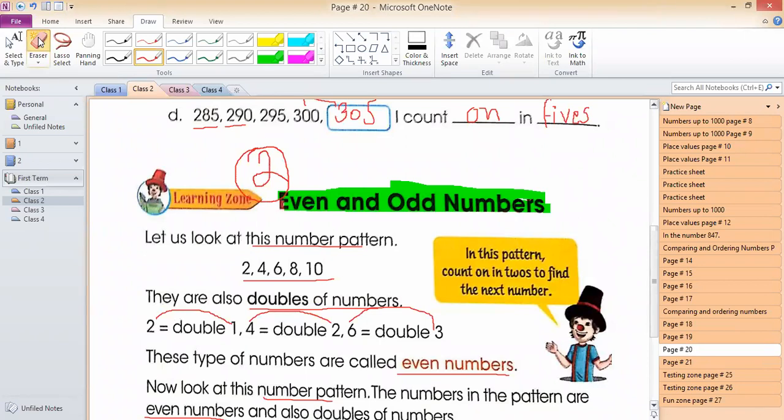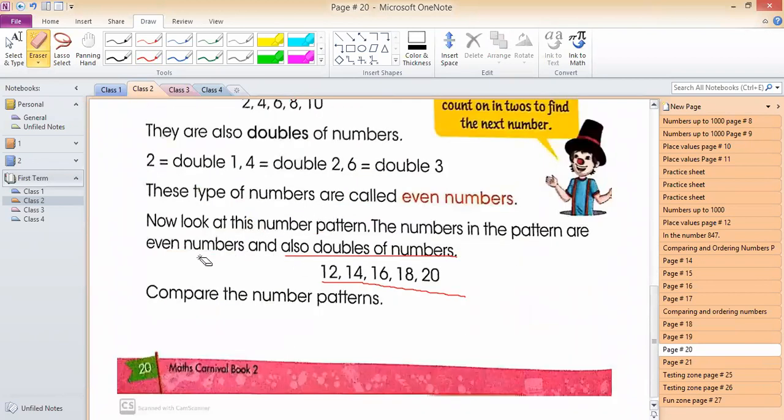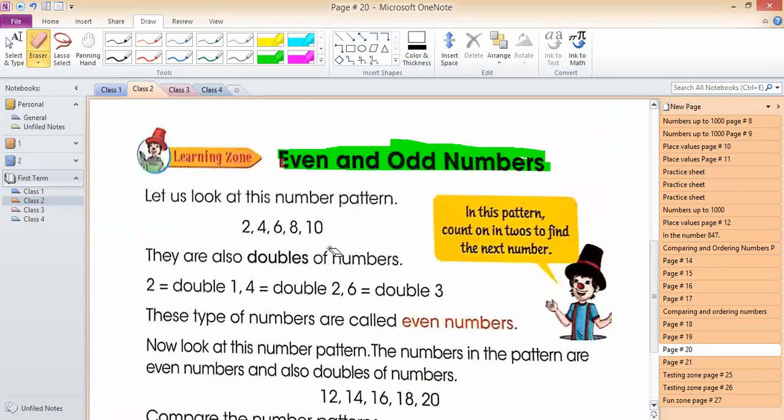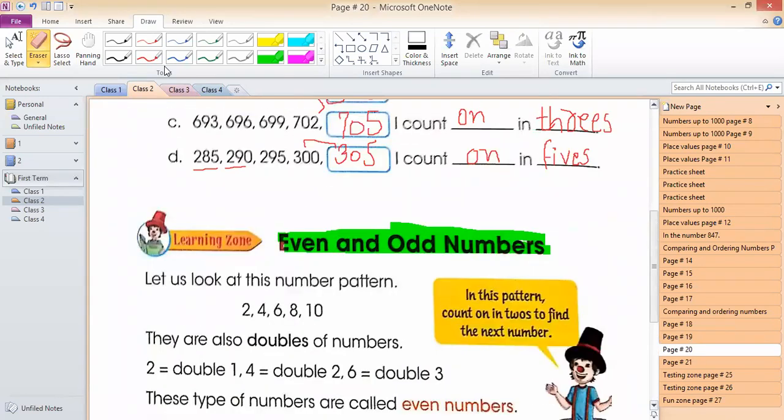Okay. So how can you identify whether a number is even or odd? The easy way to identify whether a number is even or odd is to check the last digit of any number. Let's suppose I write here 144.